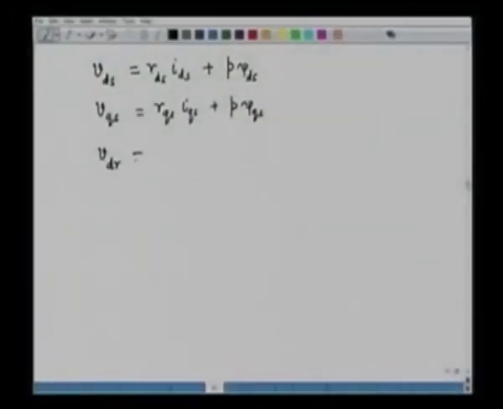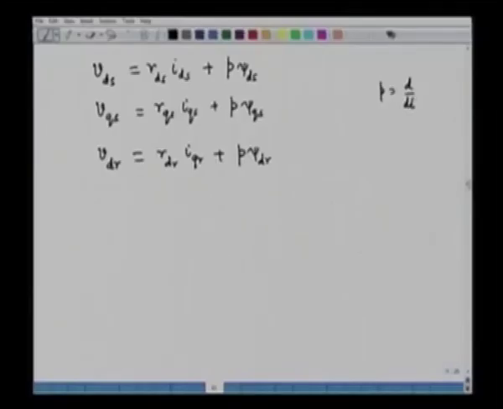So I can just write down the equation for the D axis rotor, that's equal to RDR IDR, the resistance drop in the D axis rotor, plus P psi dr. P is the derivative term, that is d by dt. This is the differentiation of the flux with respect to time. P is equal to d by dt. It's a derivative operator.